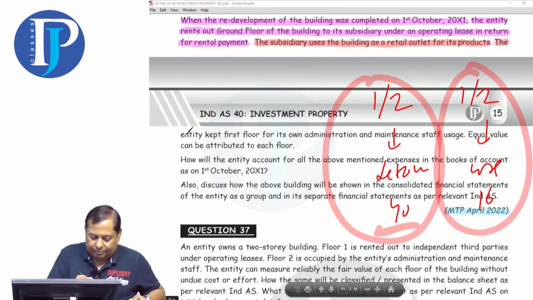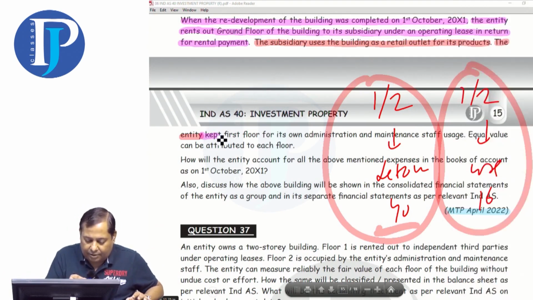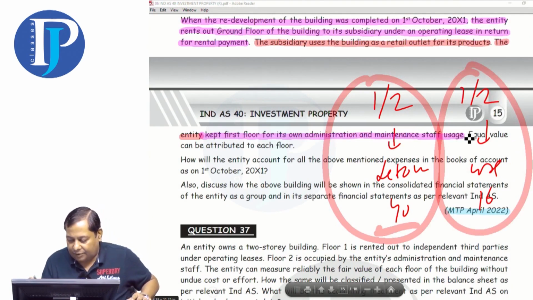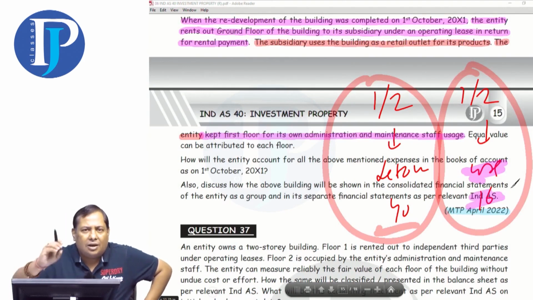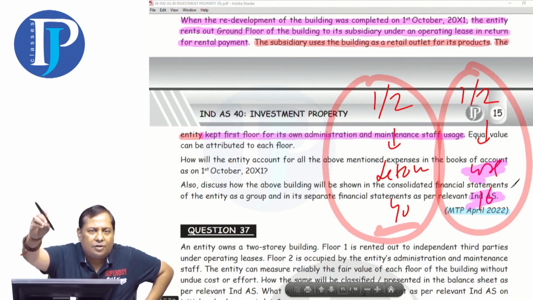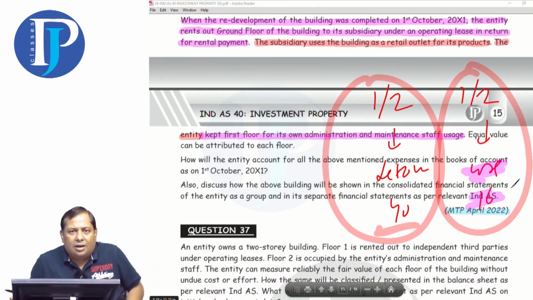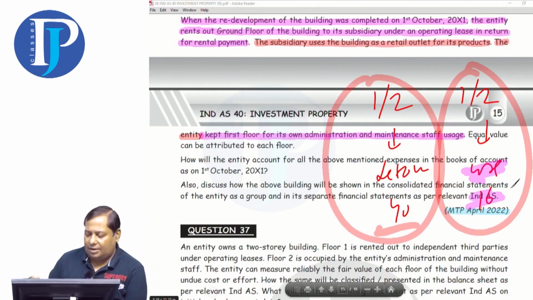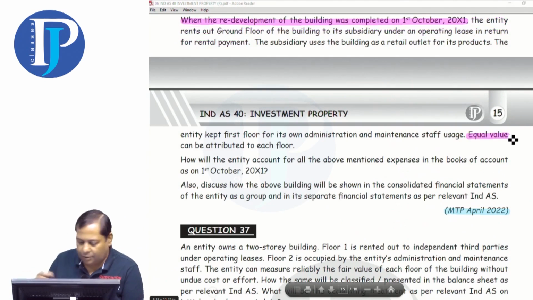The entity, read carefully, kept the first floor for its own administration and maintenance staff use. The question has explained and clarified this. The question clearly states that the holding company has rented the ground floor to the subsidiary and opened its office on the 1st floor. So if the 1st floor is our office, it will come under 16. Ground floor is given on rent, it will come under 40. It's completely clear. The question further says equal value can be attributed to each floor.